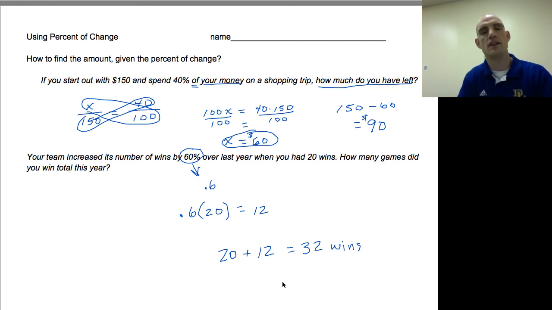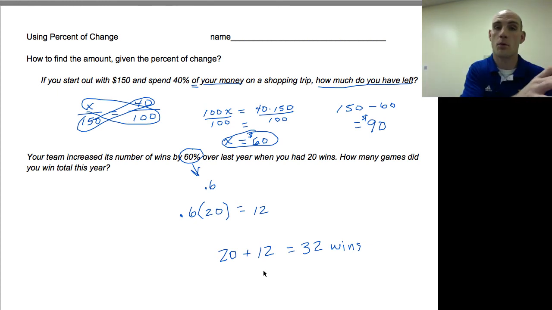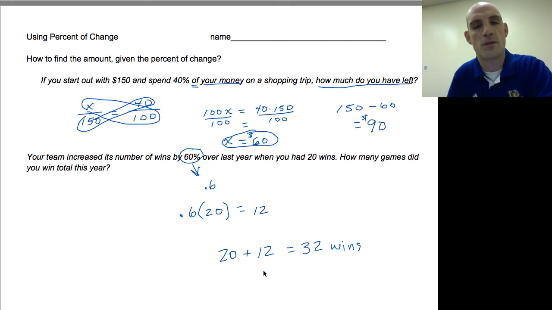Okay, so there's two methods for finding the amount of increase or decrease. And the last step is to factor it in. So I can either calculate it using a proportion, or I can calculate it using a decimal, and then I add or subtract based on what the problem is asking me.